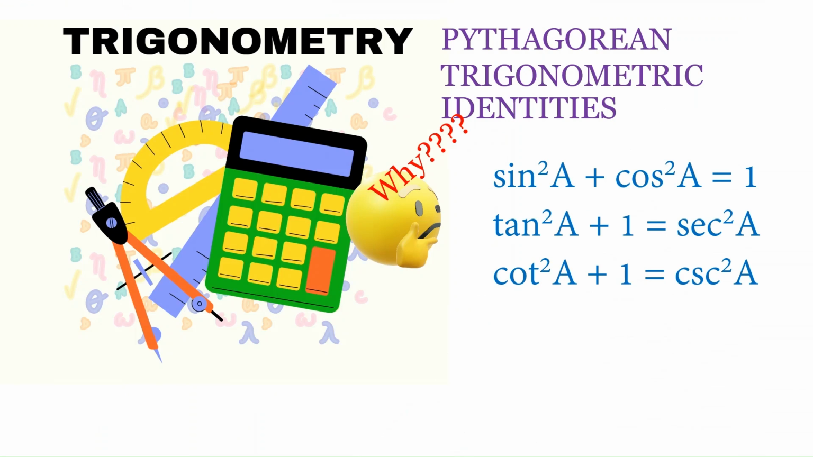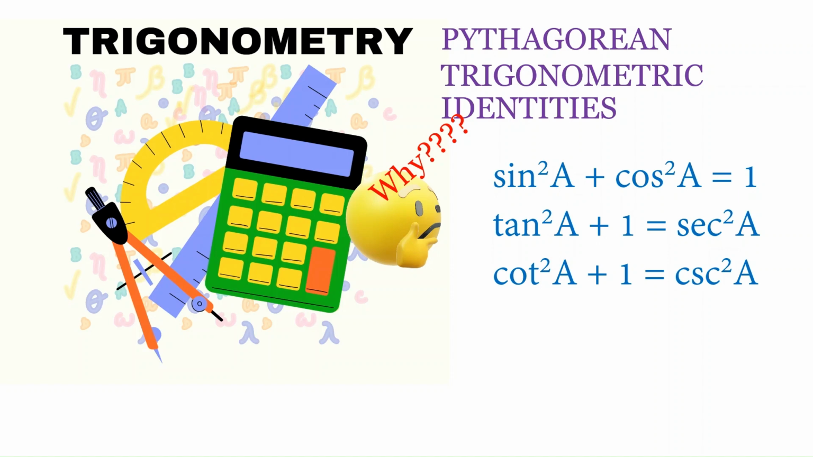Pythagorean trigonometric identities. Sin square A plus cos square A equal to 1. Tan square A plus 1 equal to secant square A. Cot square A plus 1 equal to cosecant square A. These three are called Pythagorean trigonometric identities.